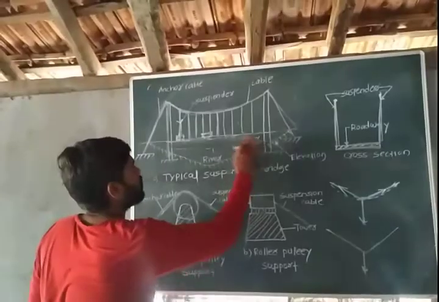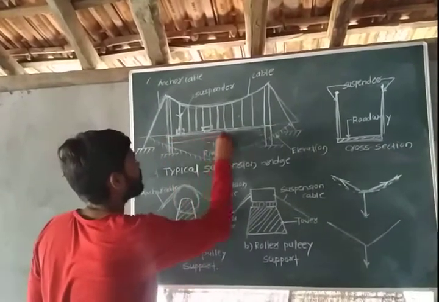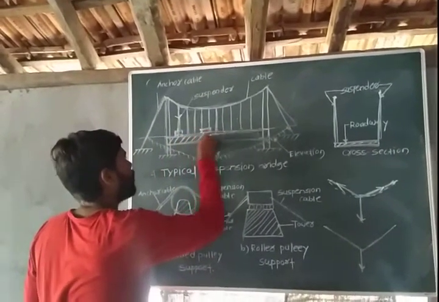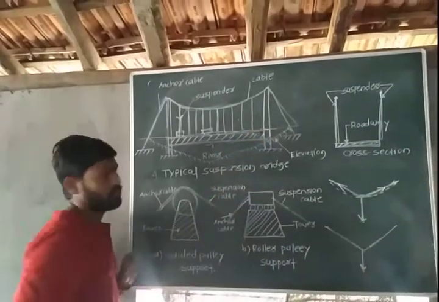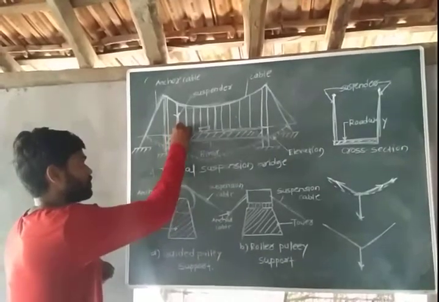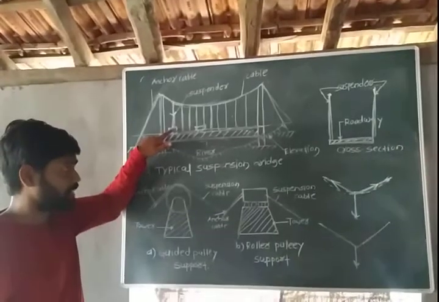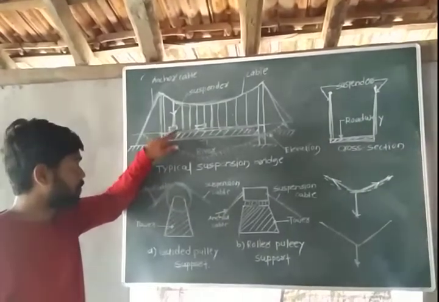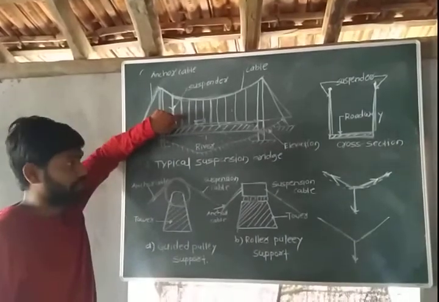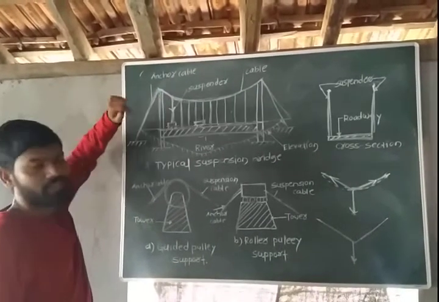In case of girder, we provide a long beam supported by the tower, at the bottom of the carriageway. Now how does the load transfer take place? Here, let us say, is a vehicle. This vehicle will transfer the load to this carriageway. From carriageway, the load will be transferred to the stiffening girder. Then stiffening girder will transfer the load to suspender. Then from suspender to cable, and from cable to tower as well as anchor cable.